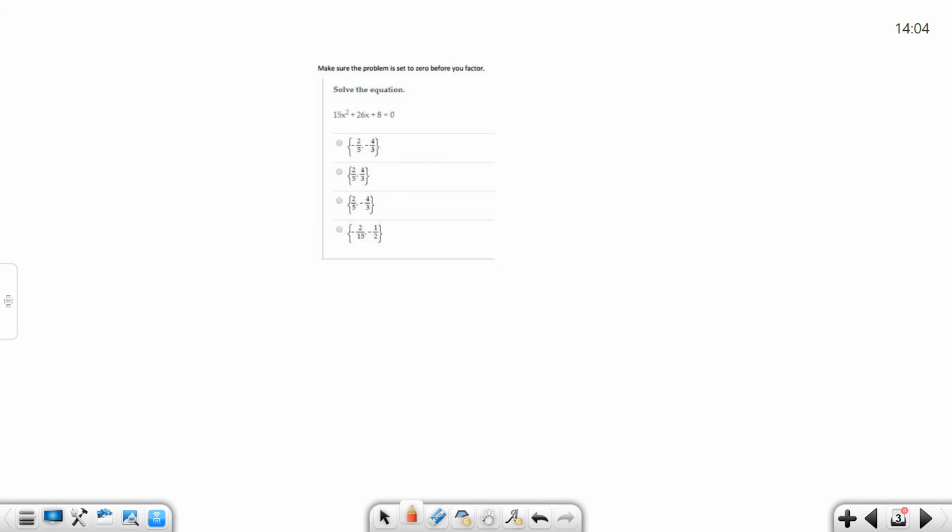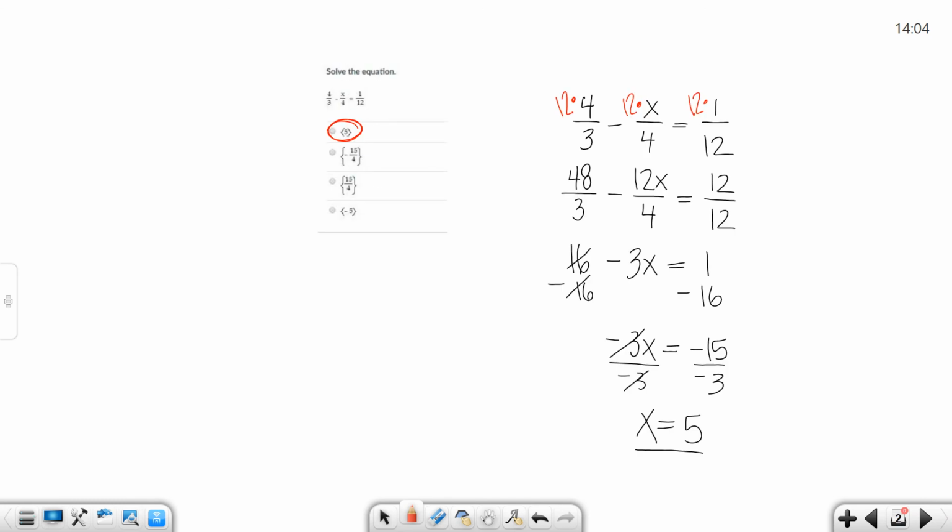Okay, our next type of equation is quadratic. So let's go ahead and save the file here. If you need quadratic equations, you can watch the next video.